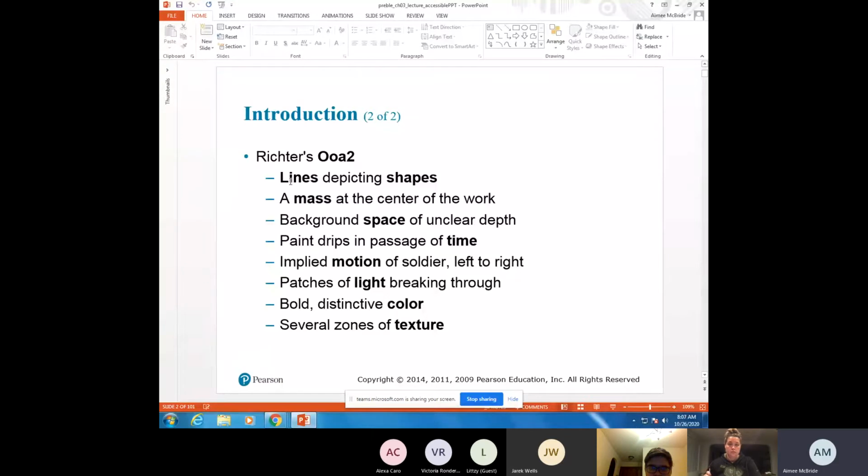And we're also going to be working on how we can apply those different techniques to art pieces. For example, the first one we're going to look at is Gerhard Richter's OOAA2, and we're going to look at all the lines, shapes, mass, space, time, motion, light, color, and texture that he used. Now, most artworks you would not apply all of these things to.